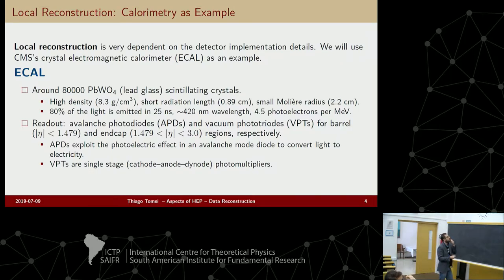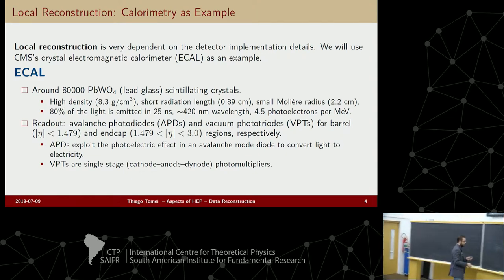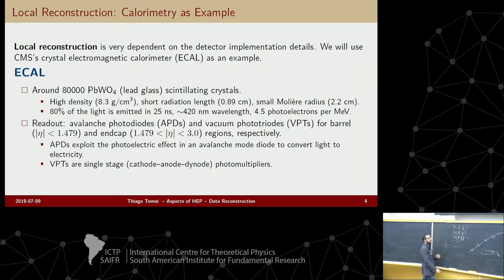To read that out, you use photodiodes and phototriodes, depending on the region. I'm going to explain about the region soon. The idea is that the APDs use the photoelectric effect, remember that we spoke about that, such that when light impinges there, they give electrons. While the VPTs are your regular photomultipliers, but they have only one single stage.